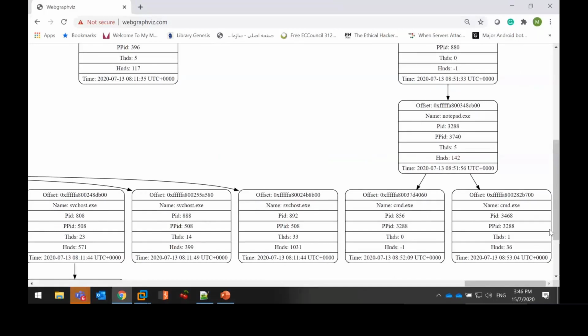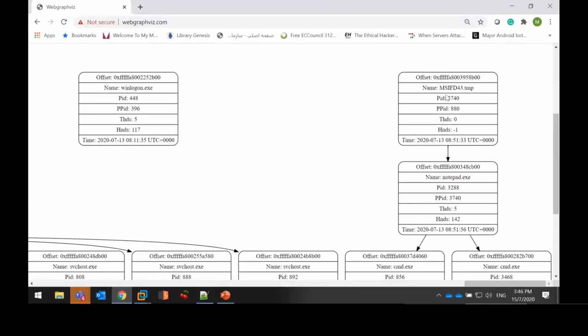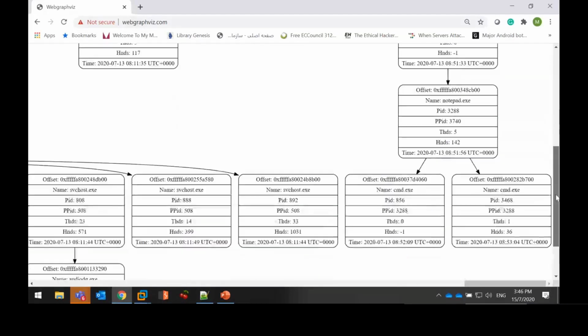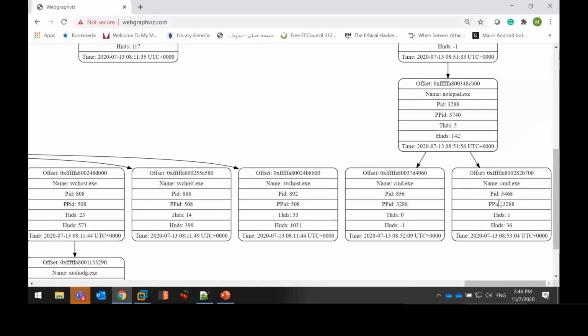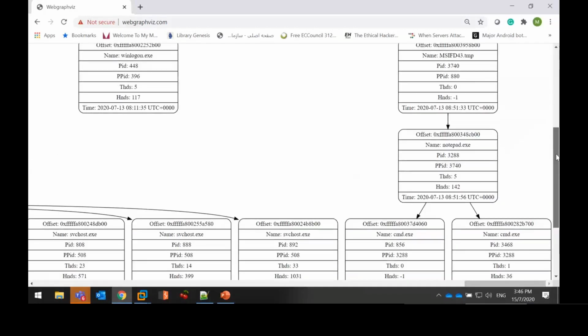Okay, here we go. This is another thing that we identified in the PS3. I have the process name temp and I have the notepad, and the notepad opens CMD.